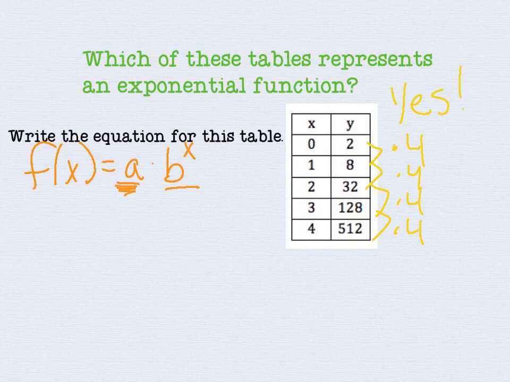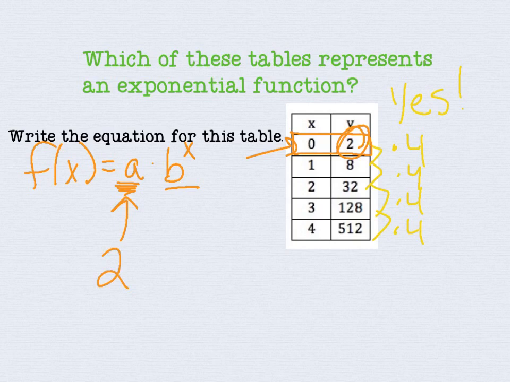So first of all, let's try and figure out what is the y-intercept. Well, I know that my y-intercept is shown on my table, and it's the y value that goes with x equals 0. So if I can find x equals 0 on my table, the y-intercept is the y value that goes along with this. So I know that my value of a is going to be 2 because that's the y-intercept.